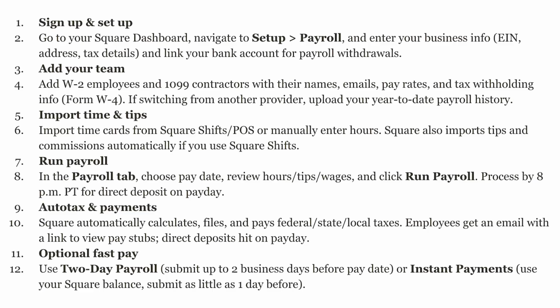Then run the payroll in the payroll tab, choose pay date, review hours, tips, wages, and click run payroll. Process by 8 p.m. PT for direct deposit on payday. Auto tax and payment. Square automatically calculates, files, and pays federal, state, and local taxes.